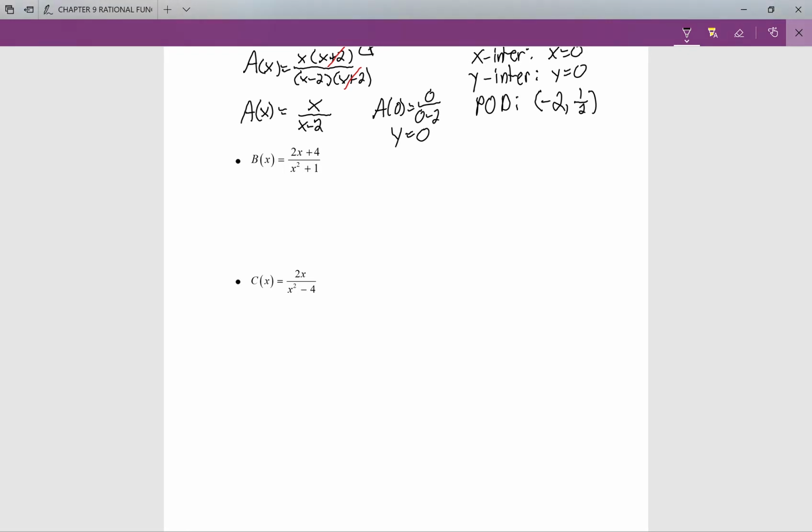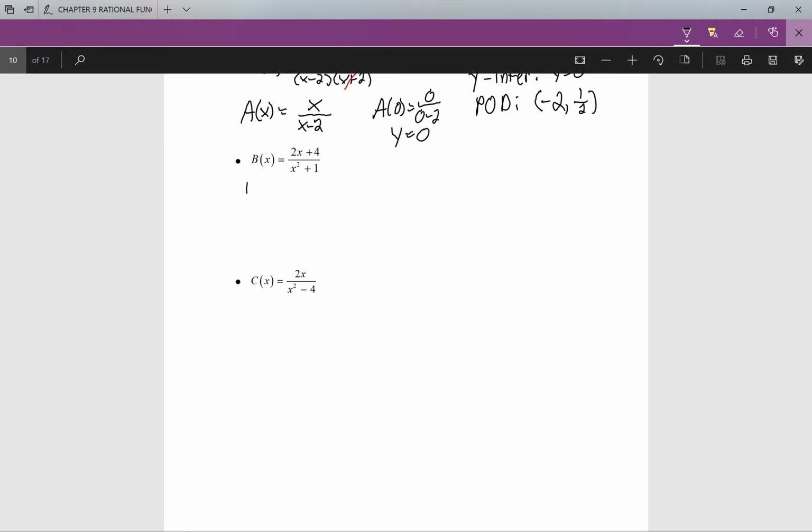Now let's jam through this next one. So again, the first step that I'm going to do is simplify this as much as I can. I get b at x equals, I factor the 2 out, 2x plus 2 all over x squared plus 1. Now you guys have to remember, x squared plus 1 does not factor. There's a difference of 2 squares, but there's nothing for a sum of 2 squares.